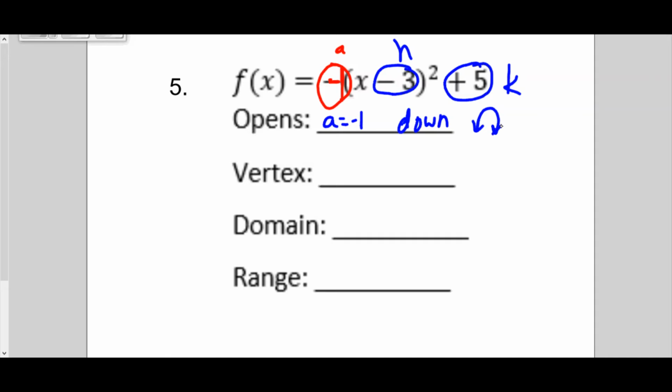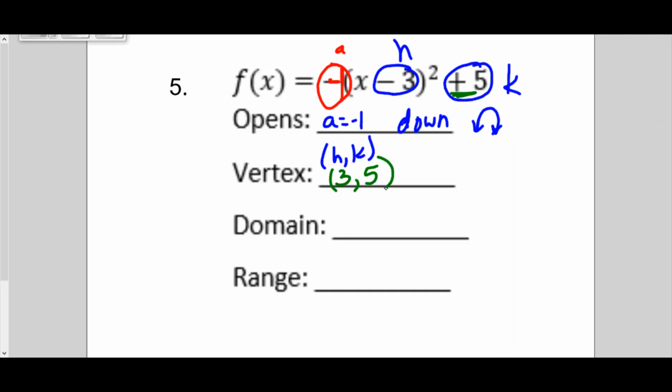The vertex, remember, vertex is h comma k, and h always gets the opposite sign. So what's the h? Well, it's written there as -3, so I'm going to rewrite it as +3. And k gets the sign that we see with it. So k is +5, so I'm going to leave it as +5.